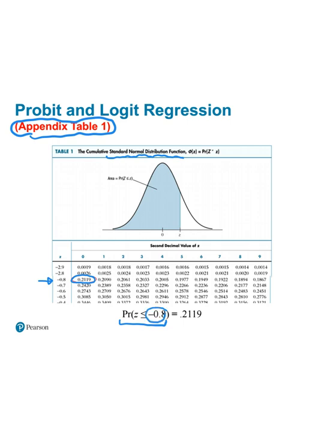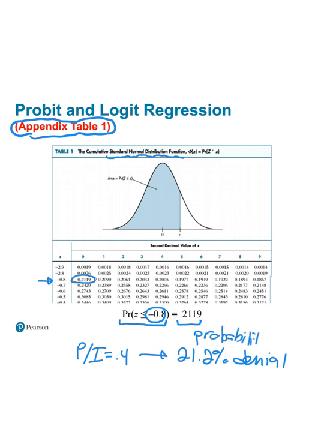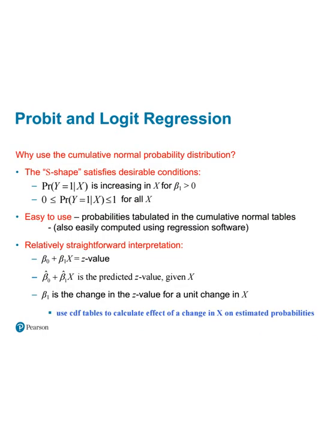According to the cumulative standard normal distribution, the probability of being to the left of that is 0.2119. This says when the PI ratio is 0.4, the likelihood, or the probability, of being denied a loan happens to be 21, or let's say 2%. So this is the probability here. Probability of denial.